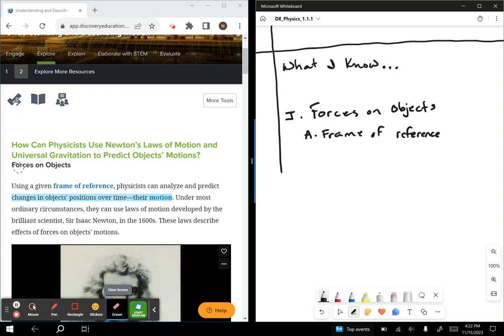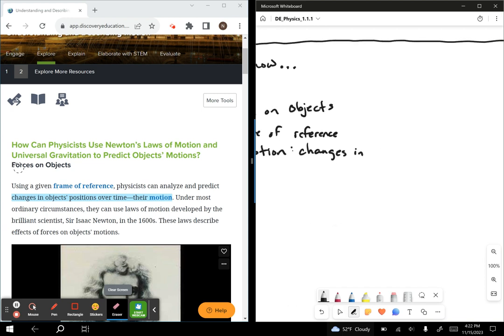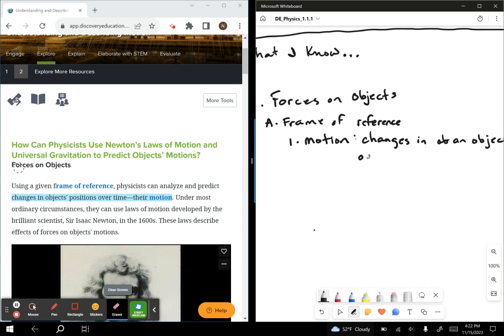Physicists can analyze and predict changes in objects' positions over time. That is their motion. So let's go ahead and just put this down first. What is motion? Changes in an object's position over time.